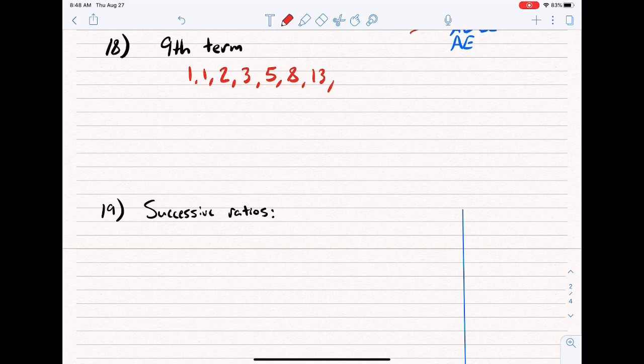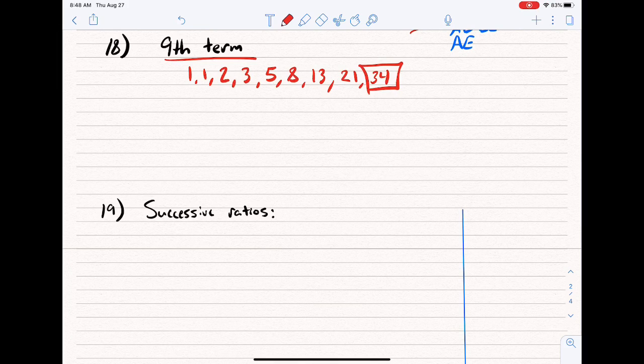And it went up to this point. So that's the 1, 2, 3, 4, 5, 6, 7th. Okay, first 7 terms. Well, 8 and 13 is 21, so that's the 8th term, and 13 and 21 is 34. So that's the 9th term. Like I said, number 18 was easy.